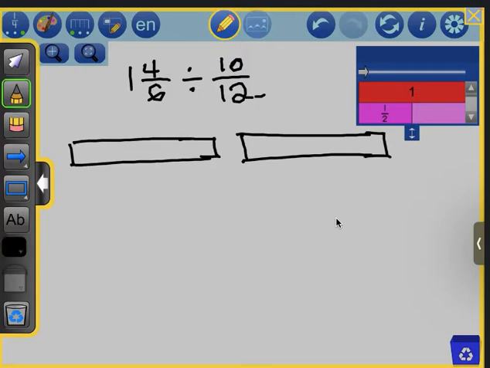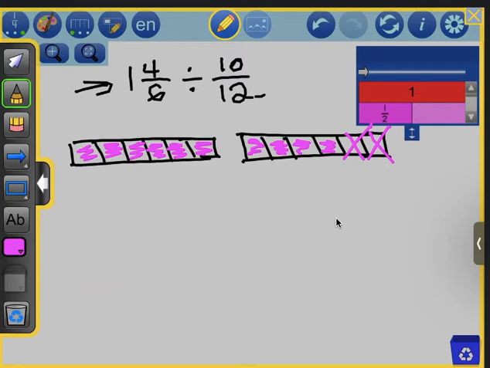Now I'm going to divide these into sixes because I want to represent my dividend first, right? So I made it into thirds, and then to make it into sixes, I just divide those in half, right? Because 2 times 3 is 6. And I'm going to shade in 1 whole, okay? And I'm going to shade in 4 of my sixes. And I didn't use this, and I'm not using that.